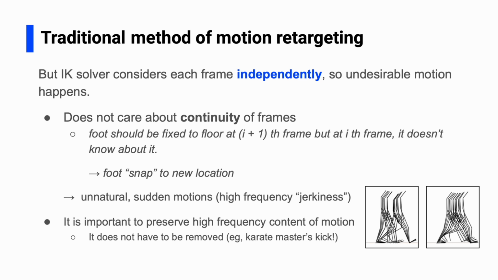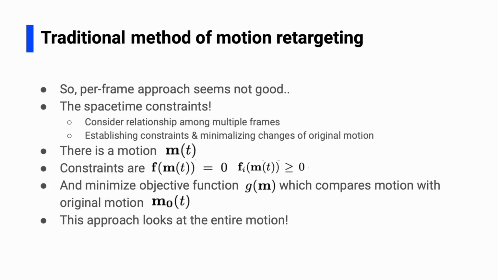So it is important to preserve the high frequency content of motion. This means that the high frequency does not have to be removed. For instance, if we want to animate a karate master's kick, it will have very fast, high frequency motion, so we have to preserve it. So this per-frame approach seems not good. So the author introduced space-time constraints. These space-time constraints consider a relationship among multiple frames. After establishing constraints, we minimize changes from the original motion to the new motion.